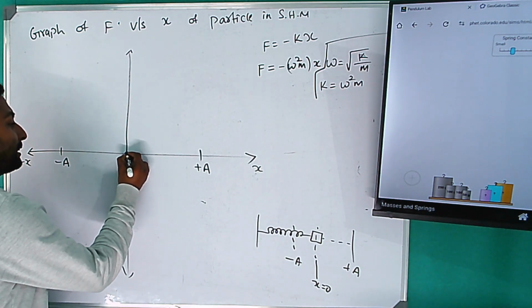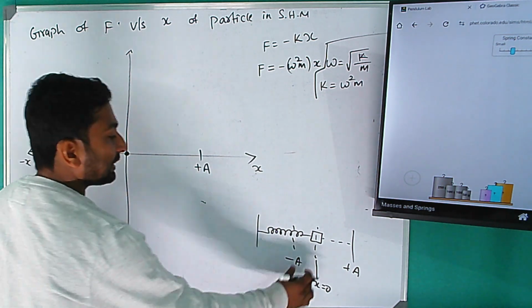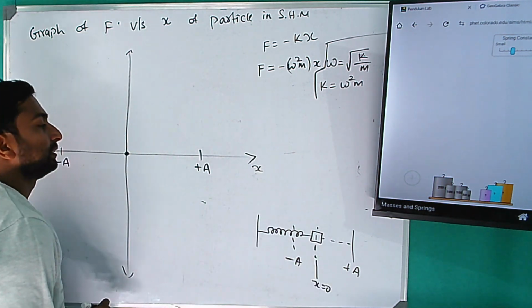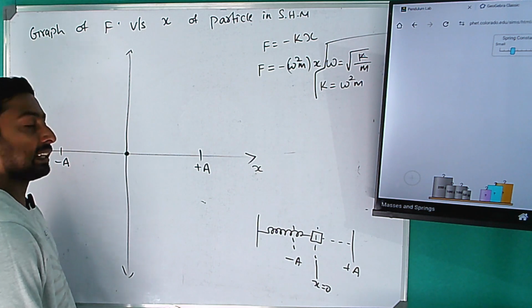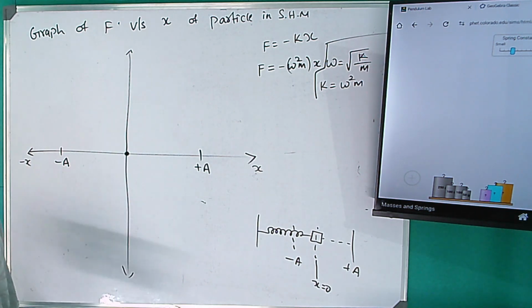If the displacement is 0, the particle is at the equilibrium position, and the restoring force acting on the particle is 0.